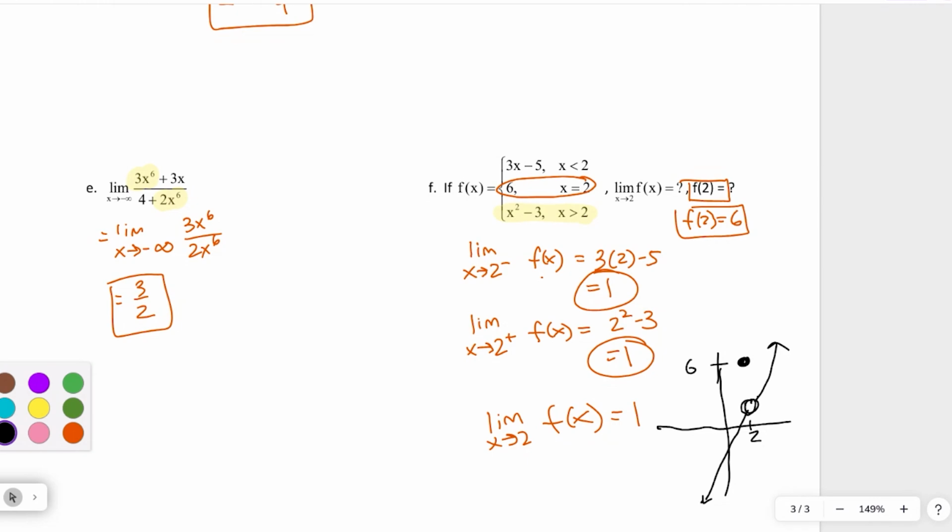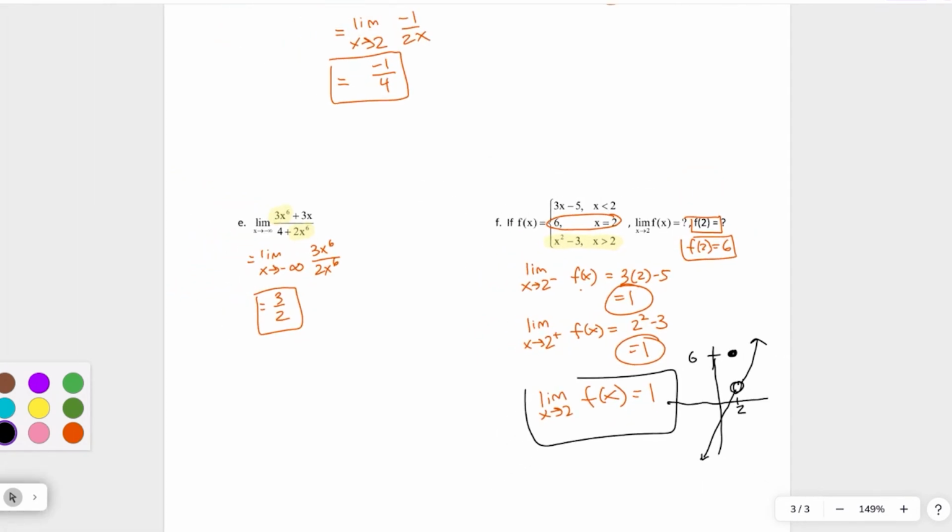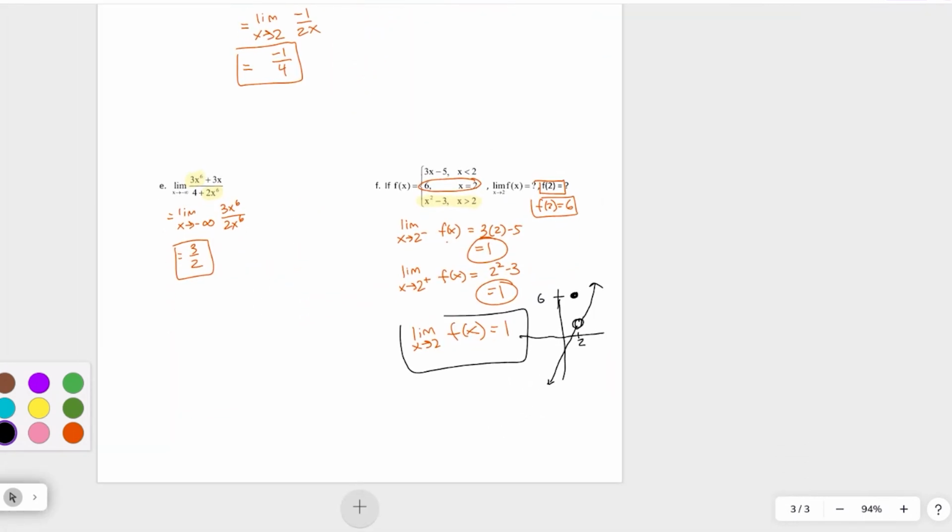So I think that's about it for our homework. Let me just zoom out. I think we did all the problems. Yep. So that's it for tonight.